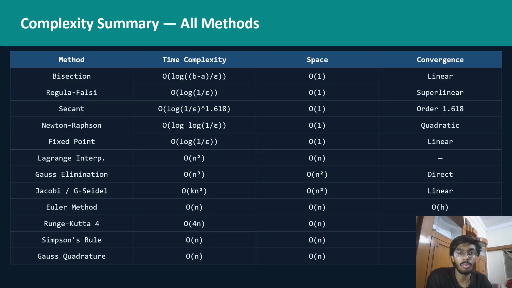Here is the comparison of all the time complexity, space complexity, and convergence rate for all the methods, as follows.